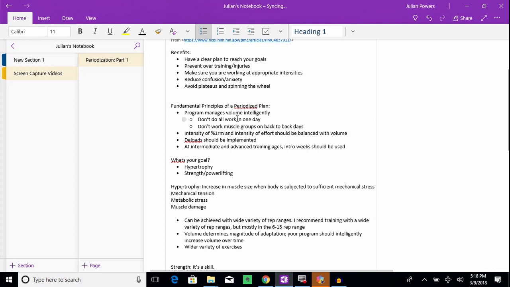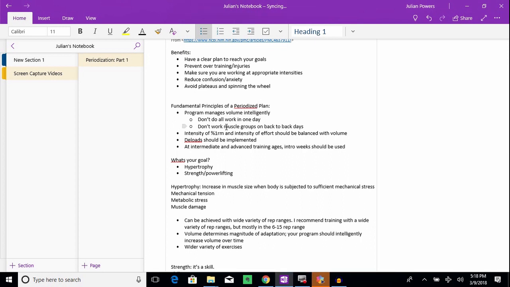Now, let's give an example. Let's just say you're doing 16 sets on chest. Do you do all 16 sets in one day? Do you do all 16 sets over a period of 2 days, which would be 8 sets and 8 sets?